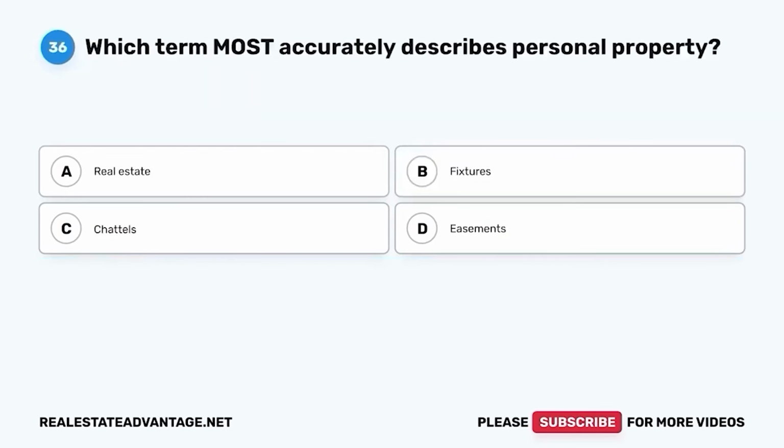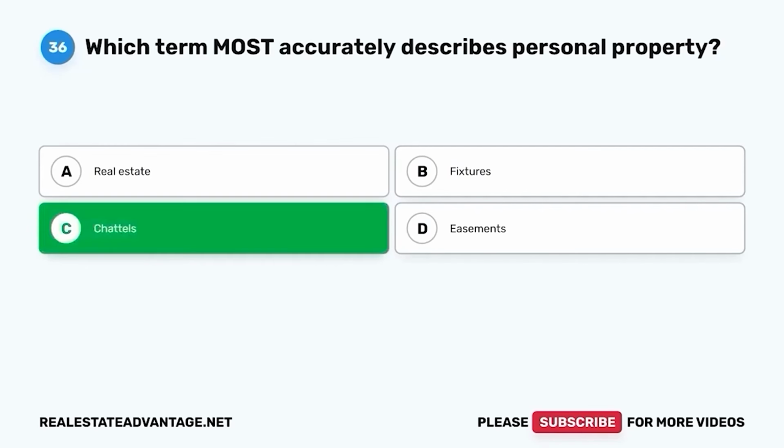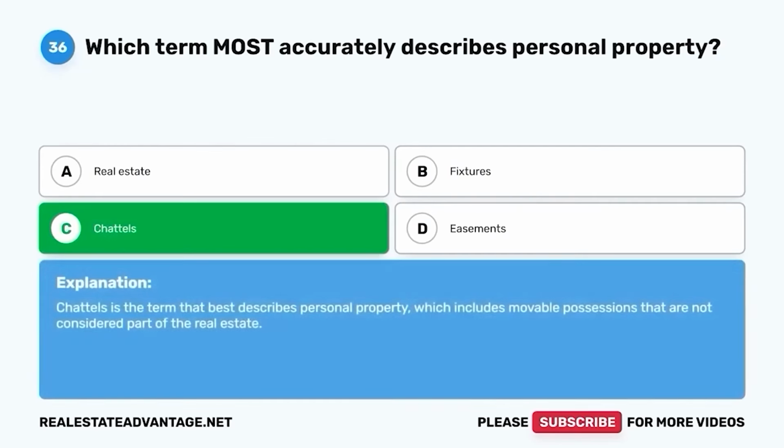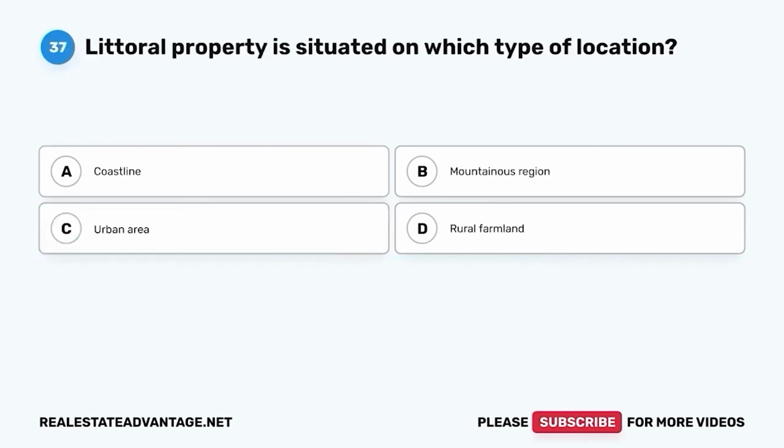Question 36. Which term most accurately describes personal property? A. Real estate, B. Fixtures, C. Chattels, D. Easements. The correct answer is C, chattels. Chattels is the term that best describes personal property, which includes movable possessions that are not considered part of the real estate.